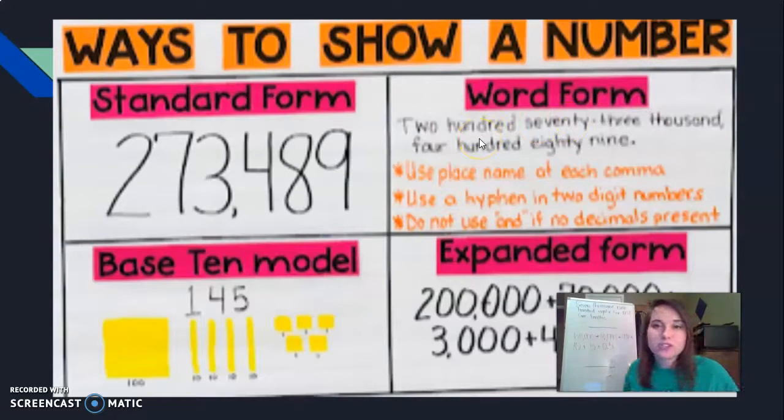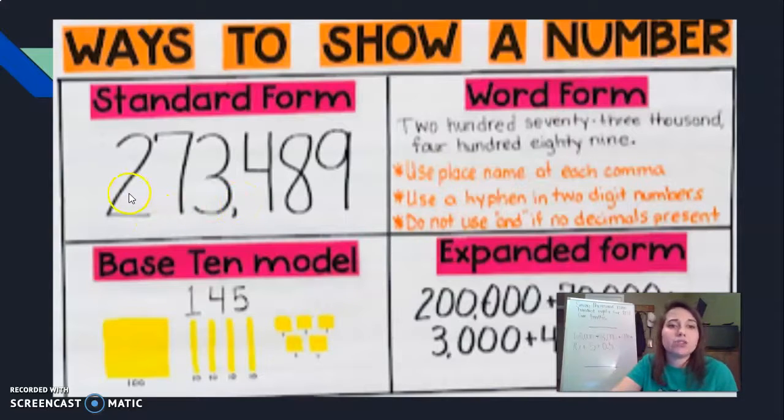So there are different ways to show a number. And the ways that we've talked about a lot in 4th grade are standard form, which you've been talking about since kindergarten, word form, and the base 10 model. We've talked about all three of those ways. Standard form is just the standard way to write a number, exactly how a number looks.